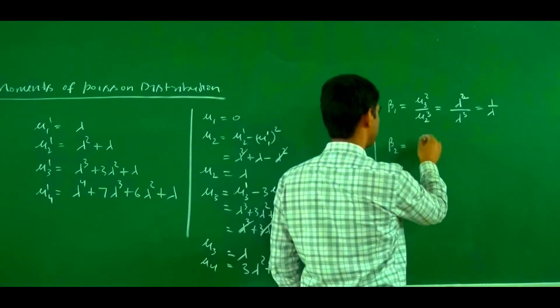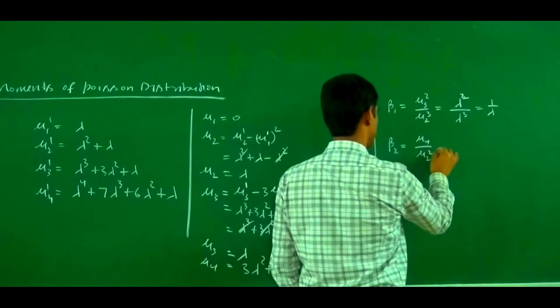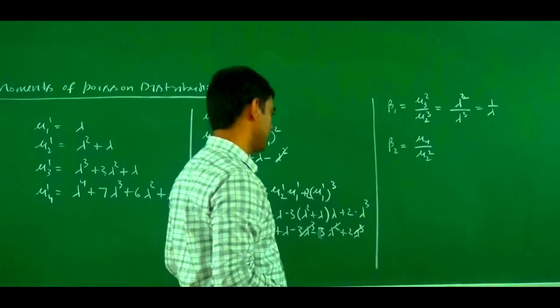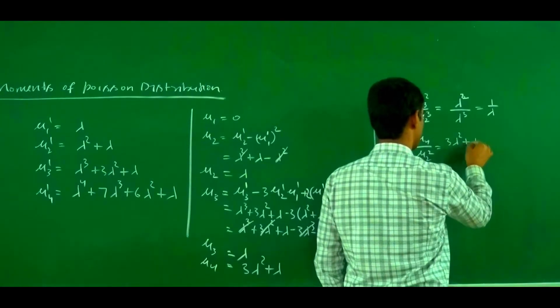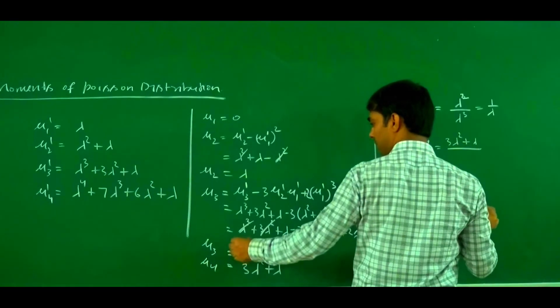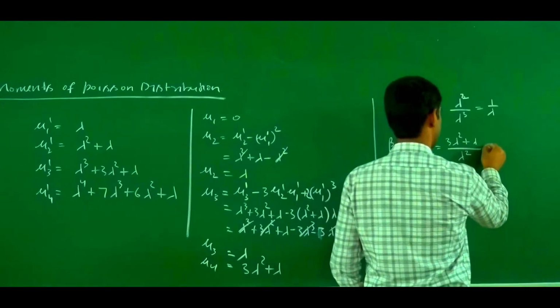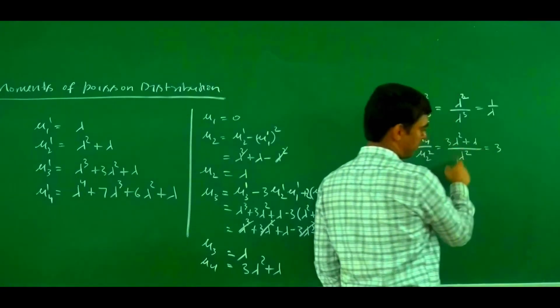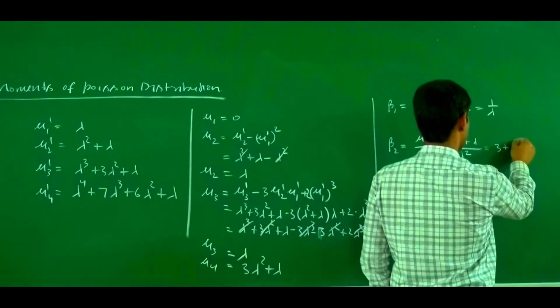And what is the value for beta 2? Beta 2 equals mu4 upon mu2 square. What is the value for mu4? Mu4 is 3 lambda square plus lambda divided by mu2 square. Mu2 square equals lambda square. So this becomes 3 plus, if we simplify this one, lambda and lambda square cancel out, 3 plus 1 upon lambda.